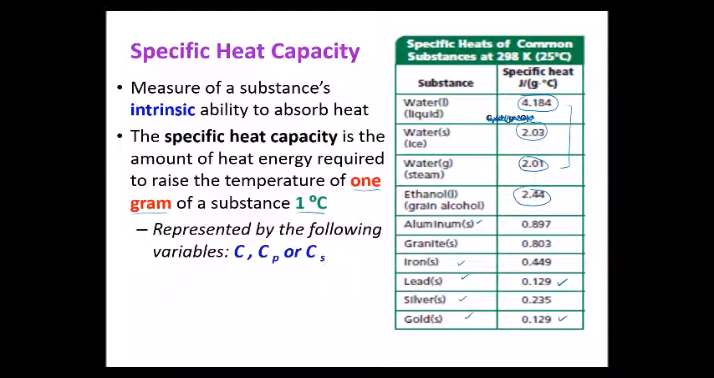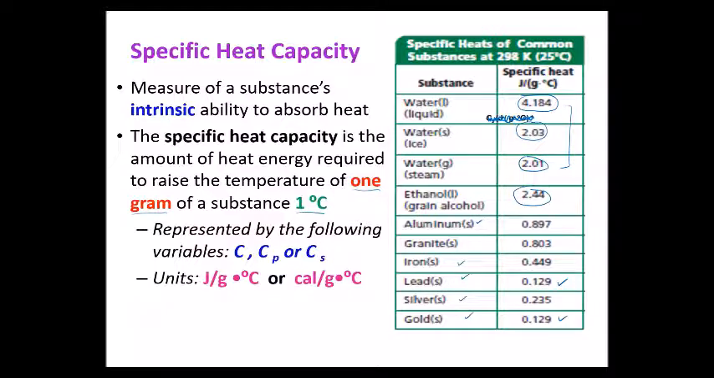The variable used for specific heat is usually C. That's the one I use, but you might see it written as CP or CS, with the little subscripts representing specific heat. The units, usually the one that we use the most, is joules per gram degree Celsius, because once again, we're measuring with mass. And in the lab, our thermometers and temperature probes measure in degrees Celsius. So that's the normal one.